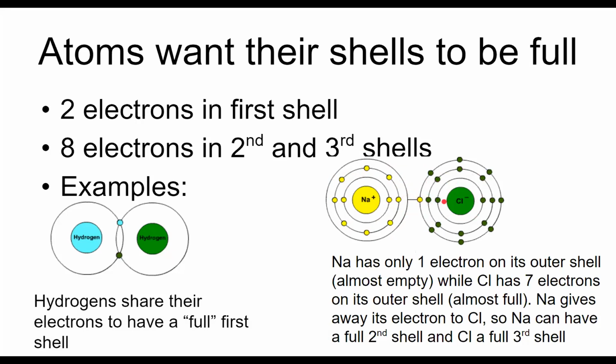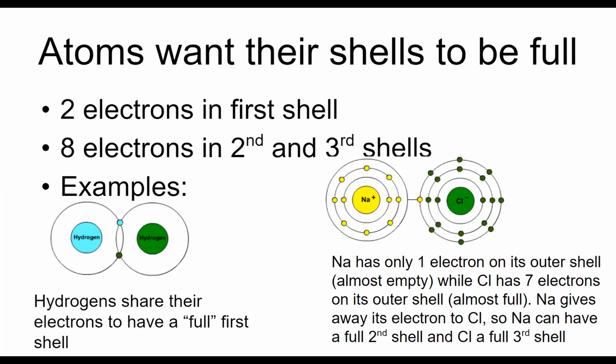Chlorine, on the other hand, has 17 electrons, so it has 7 electrons around its third shell. So sodium only has 1 electron, and chlorine has 1 electron missing on its third shell. So sodium will essentially give away its electron to chlorine.